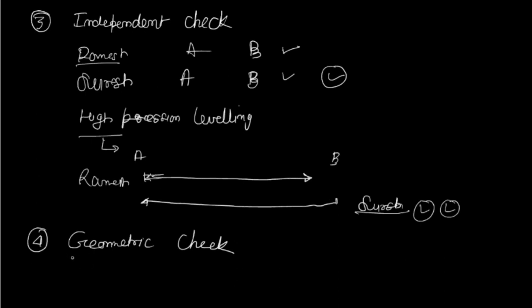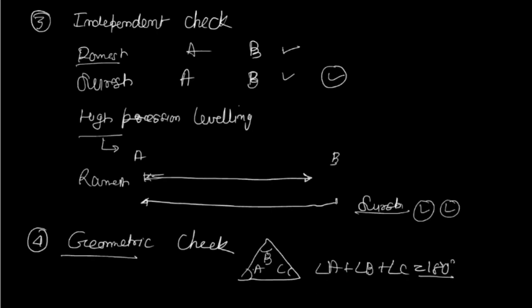As we also discussed earlier, one way is to check geometrically. If I am measuring the angles of this triangle and obtaining some values, the sum of all the angles of triangle A, B, C should equal 180 degrees. There is no doubt in that. So if a person measures these angles and the sum is not 180 degrees, you can have a doubt about those measurements, and you need to check again if it is not consistent with this geometrical condition.